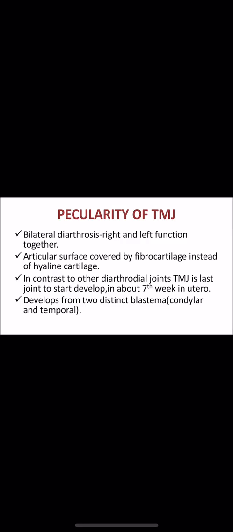Next is peculiarity of the TMJ. It is a bilateral diarthrosis, that is right and left function together. Articular surface is covered by a fibrocartilage rather than a hyaline cartilage. There are some advantages of fibrocartilage over hyaline cartilage. It is less susceptible to the effects of aging. It is less likely to break over time, and it has a better ability to repair. In contrast to other diarthrodial joints, TMJ is the last joint to develop. In about 7th week in utero, it develops from two distinct blastema, that is the condylar and the temporal.